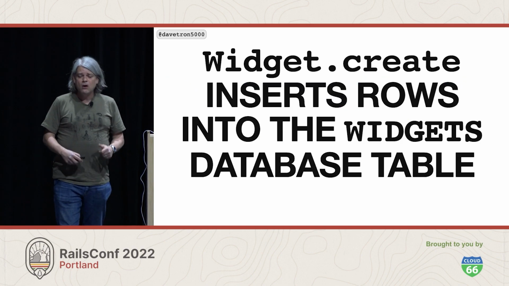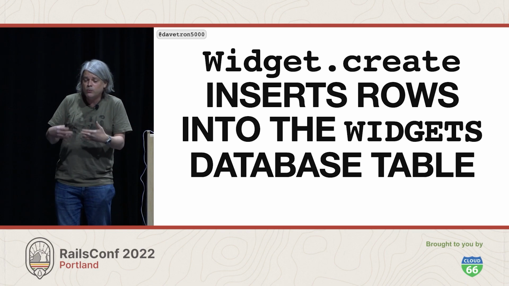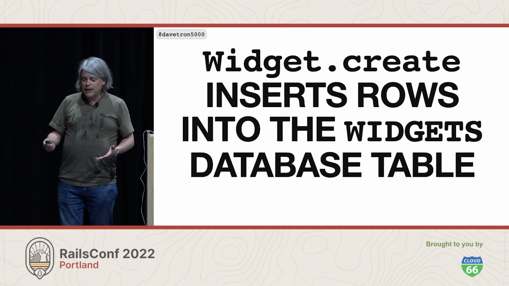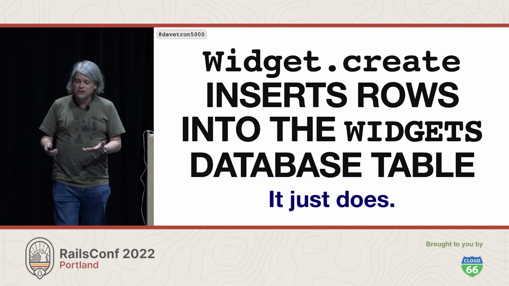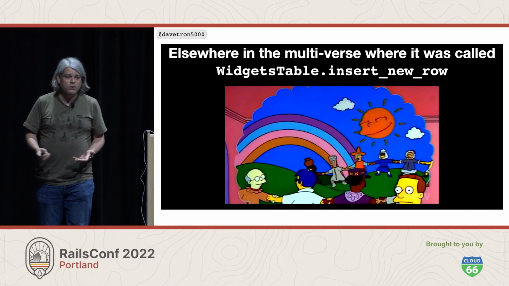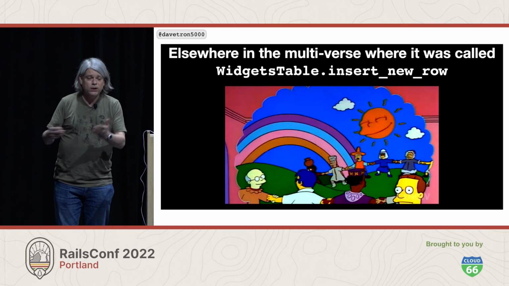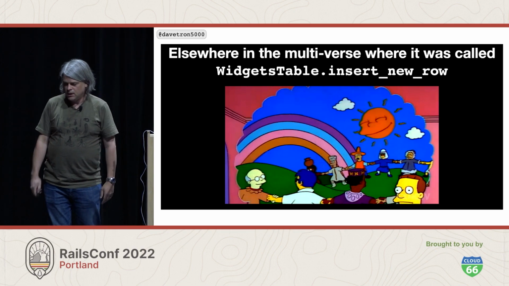I do get it, right? We want widget.create to create widgets. That's what it sounds like it does. And I'm sorry, it doesn't. It inserts rows into the widgets database table. It just does, it's fine. I wish it was named something else. I wish it was named more clearly for what it does, but it's not.